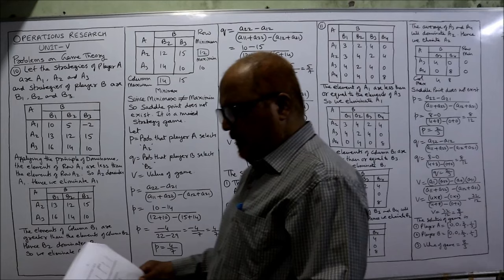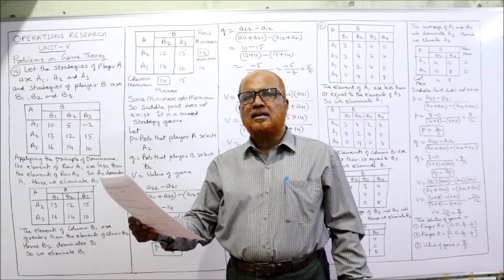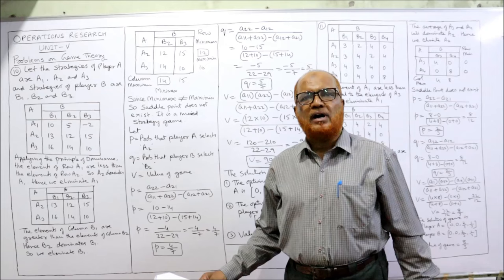Now, see problem number 10. Two firms are competing for business under conditions such that one firm's gain is another firm's loss. It is a two-person zero-sum game where only two participants are there. The gain of one party will be exactly equal to the loss of the other party. Firm A's payoff matrix is given below.